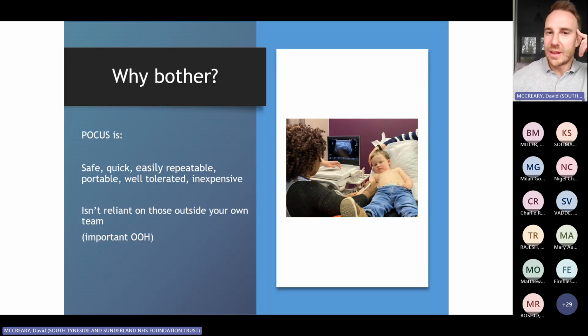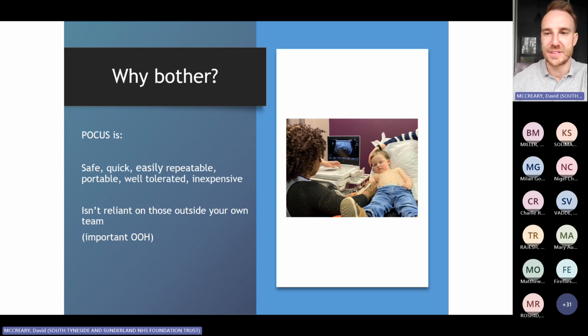So why bother? Well, a normal talk would go through all of these kinds of things, wouldn't it? It would say that POCUS is quick, it's safe, it's easily repeatable, it's portable to the patient's bedside, it's well tolerated. That's on a recent course of ours, and that's my friend's little one enjoying himself so much that he's fallen asleep, completely conks out during the scanning process. So easily tolerated by all ages.